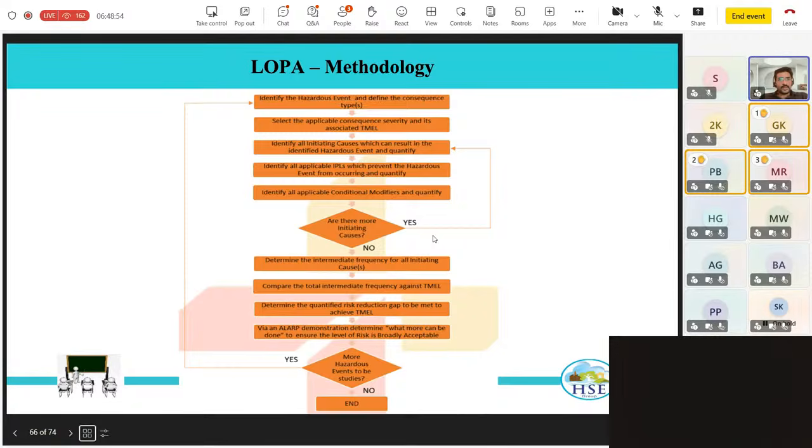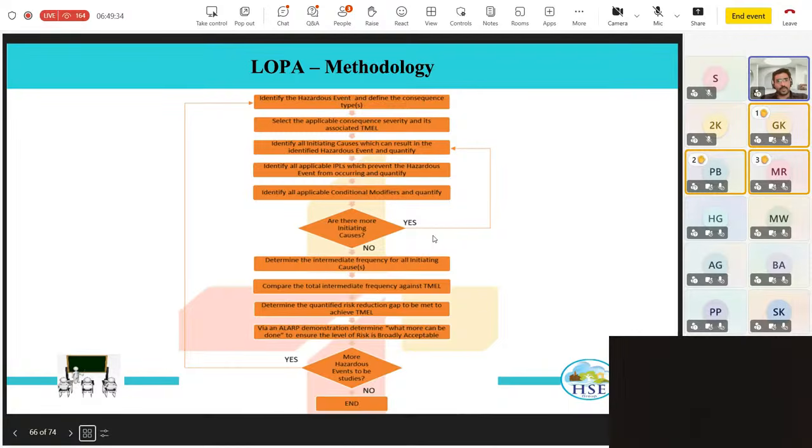Next, identify all applicable IPLs which prevent the hazardous event from occurring. This is what you've already done in a HAZOP, so you again document that as part of the LOPA. You identify all applicable IPLs that you've already considered or those that were recommended. Next, identify all applicable conditional modifiers and quantify. These are the conditional modifiers we spoke about: probability of occupancy, probability of ignition, probability of flammability, etc. Next, are there more initiating causes? If yes, like we listed different consequences, then go back, identify each initiating cause, and evaluate it separately.